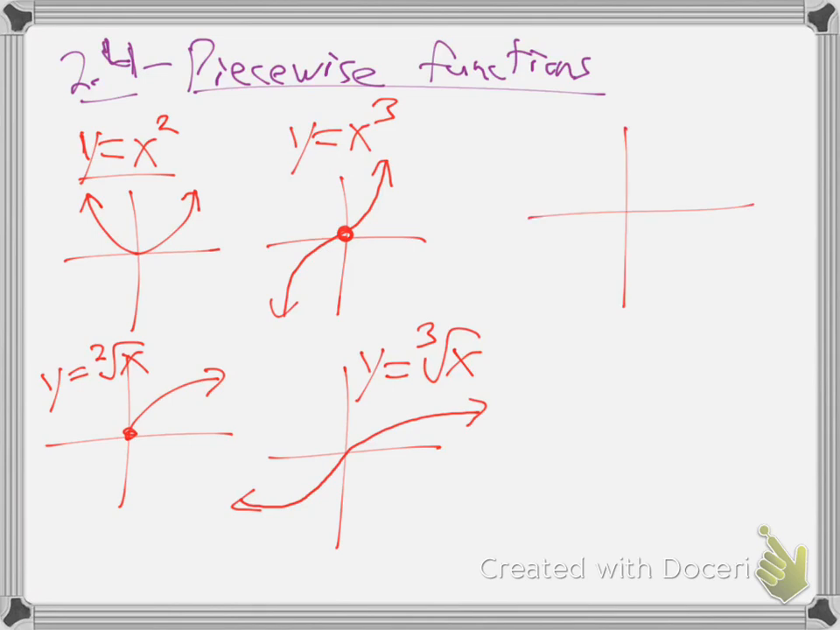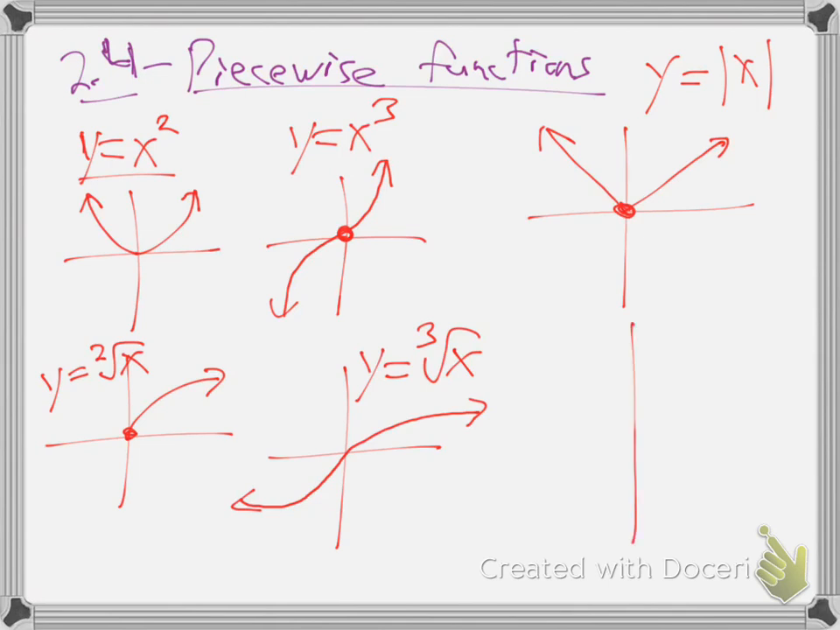Now, 2 more. Absolute value of x. You know what that one looks like? V. Yeah, it's a V. Goes right up. Starts at the origin. Notice how all these are centered at the origin, aren't they? We're going to move them around and flip them and stuff in about an hour.